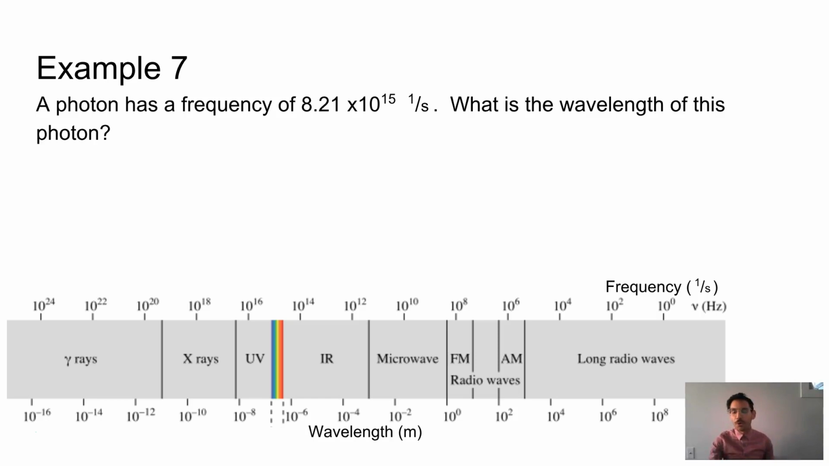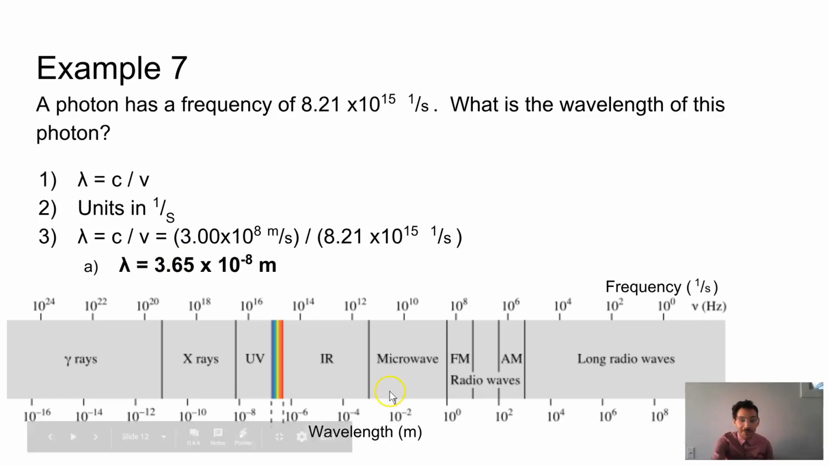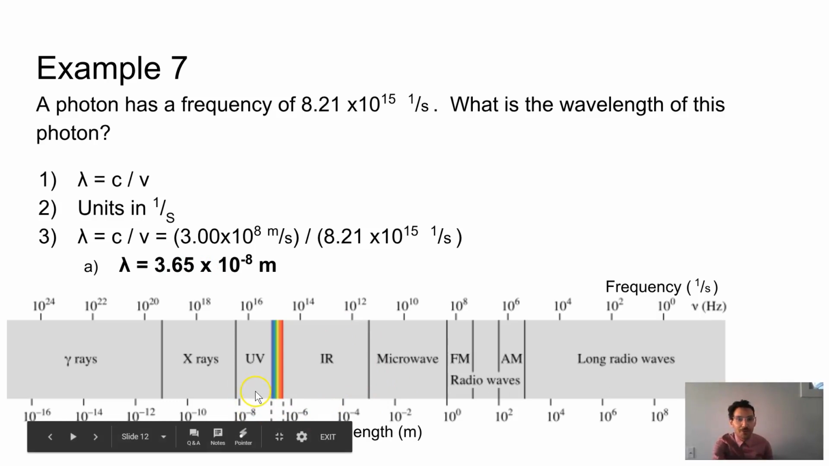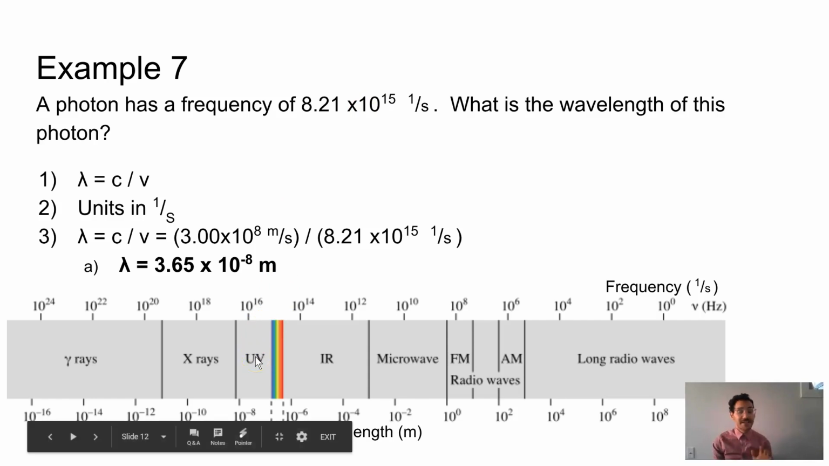Cool. Well, going through it together, I'm going to rearrange this so that I have wavelength equal to speed of light divided by frequency. And frequency has the correct units of 1/seconds. So I can just plug right into my equation. And that's going to give me a wavelength of 3.65 times 10 to the negative 8th meters. I'm then going to look here and say, that seems like that would probably be in the ultraviolet. And 8.21 is very close to 1 times 10 to the 16th. So yeah, this seems like this would be ultraviolet light.